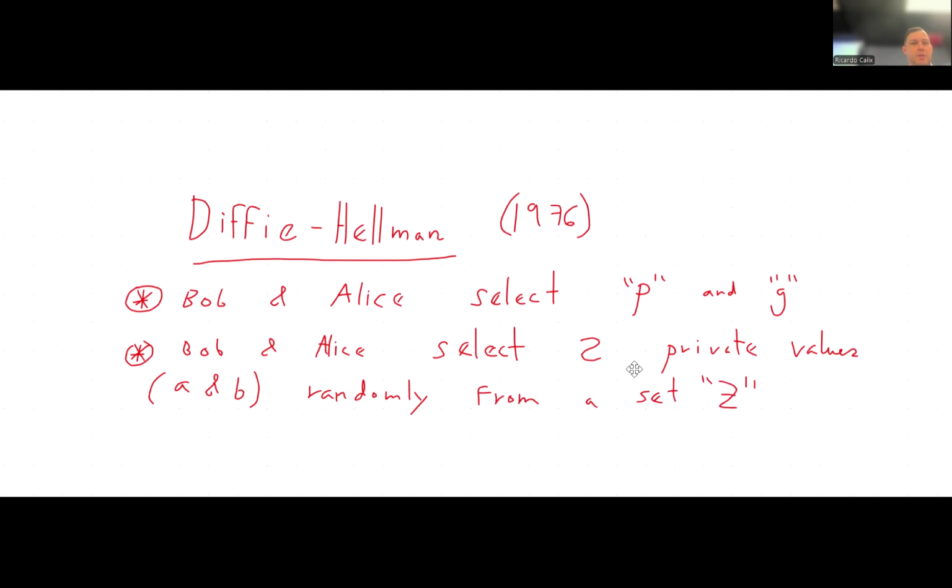Go to another page over here. Okay, so we're going to say Bob has A and Alice has B. And then, of course, there's the prime number and also this G number. So after that, a private value A will have a corresponding public value.